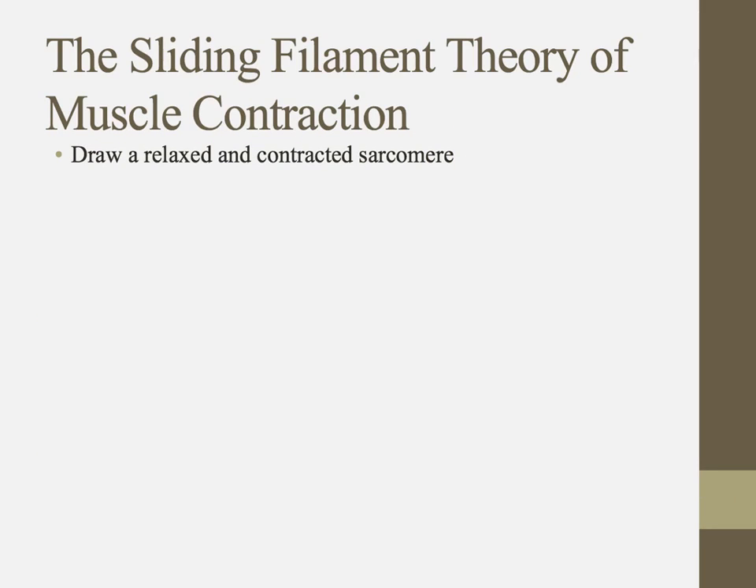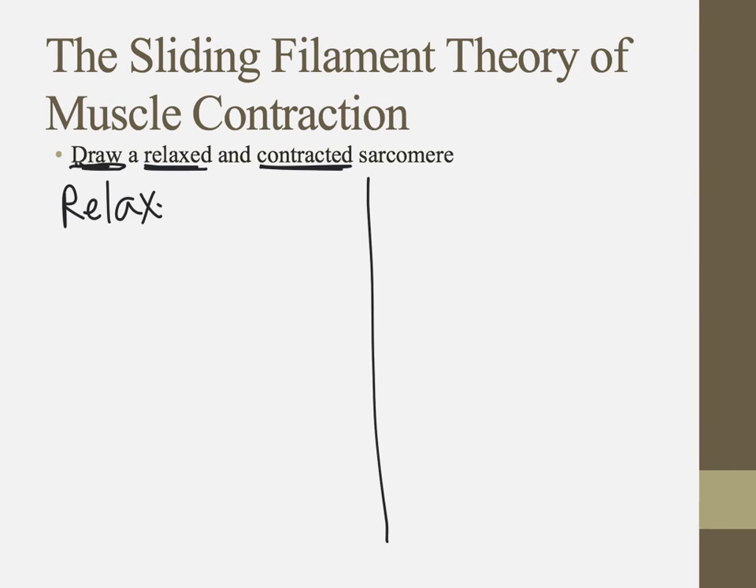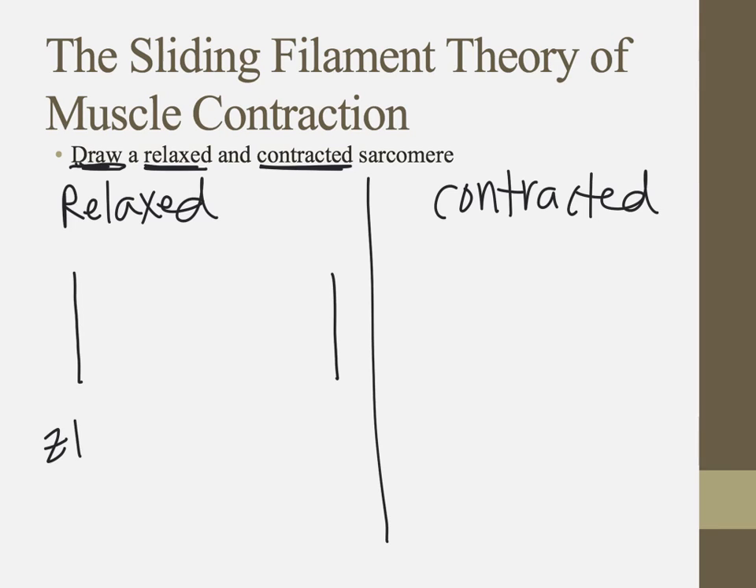Okay, so one of the things that we should be able to do at this point is to draw a relaxed and a contracted sarcomere. So let's split this in half. Let's do a relaxed sarcomere on this side and a contracted one on this side. Okay, easiest way to do this is to start out with the Z lines, and of course to label that.